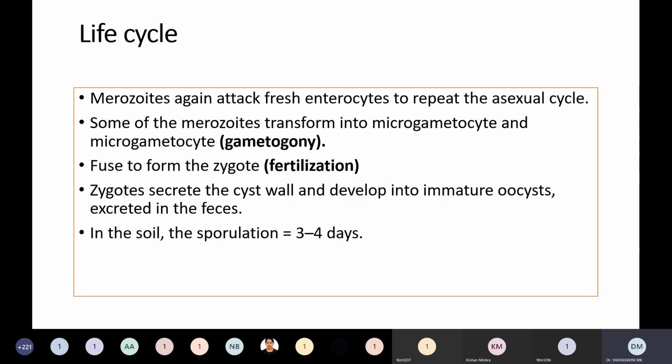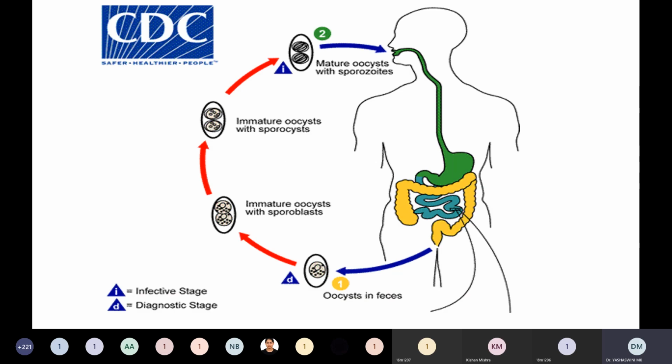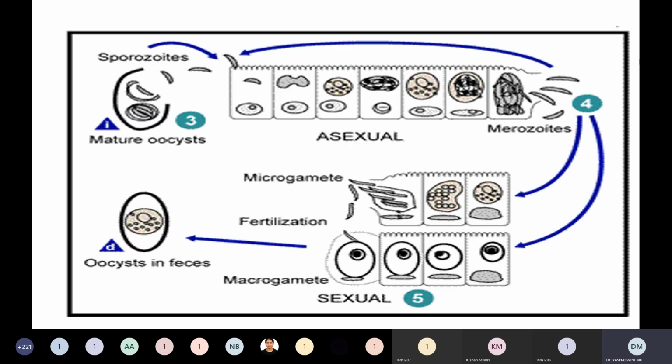merozoites. So these merozoites can attack the liver cells, repeating the asexual cycle, or some of them can undergo the sexual cycle, resulting in zygote formation, which undergoes sporulation once it enters the soil. So you have a mature oocyst, and the oocyst will come out in the feces, which undergoes maturation in the soil again, which could be an infective form. So both the sexual and the asexual cycle take place within the same man, based on their immune system.